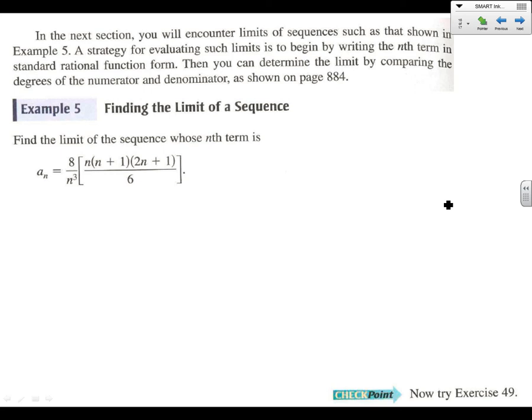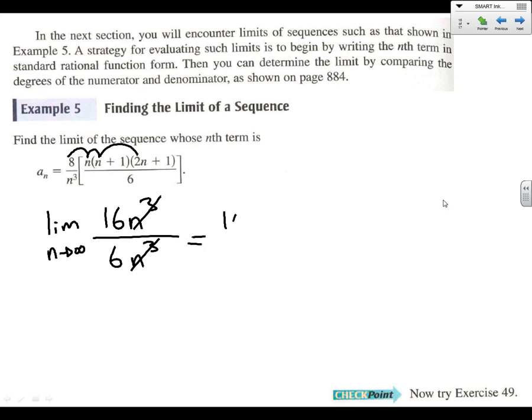On the top, we've got n times 2n times 8. So that's 16n cubed over 6n cubed. So our limit as n approaches infinity is going to be 16 over 6, which is 8/3. All right. So we don't need to FOIL all the way out because we really only care about the leading terms.